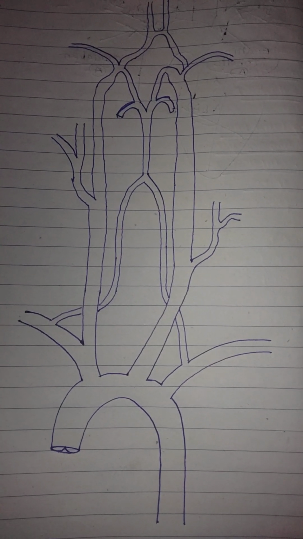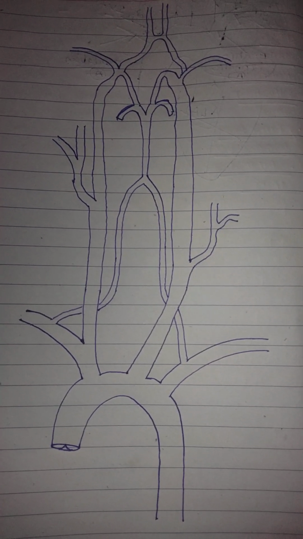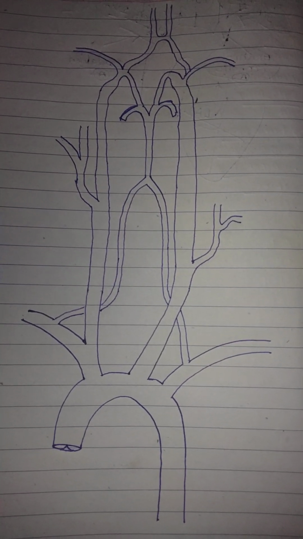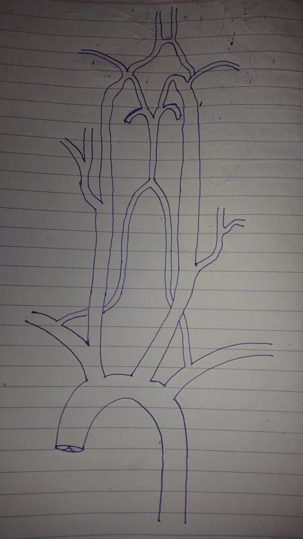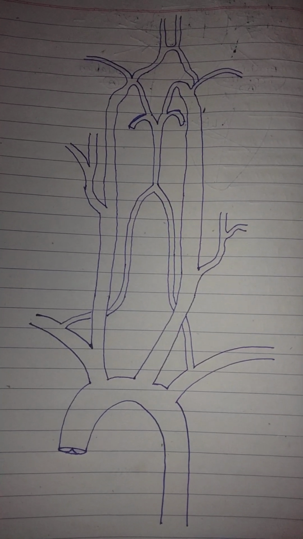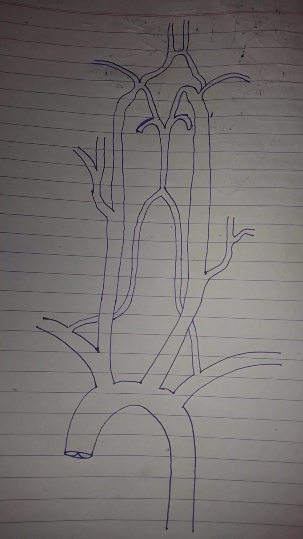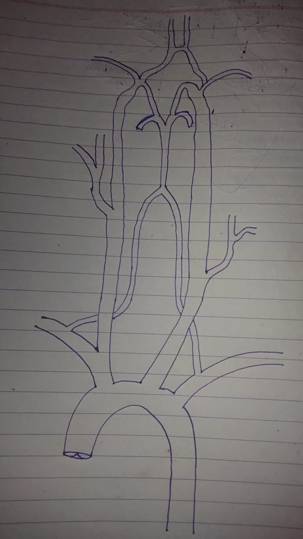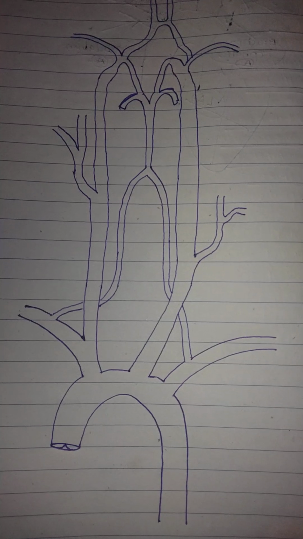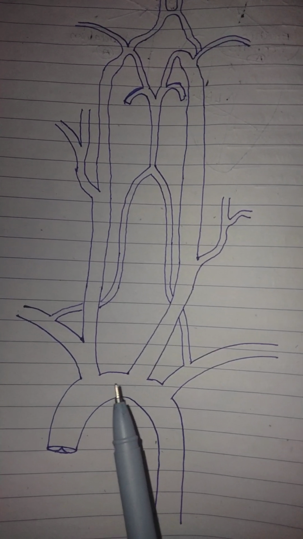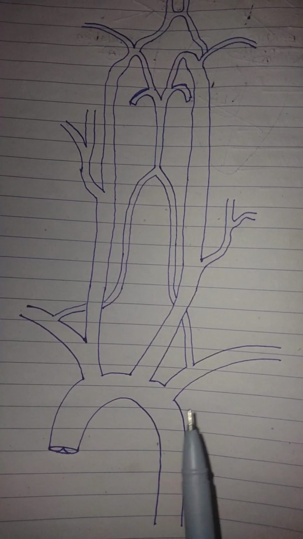Today we are going to discuss the circulation of blood to the head and the neck. As we know, the blood supply to the head and the neck is done by the right and the left common carotid arteries and the vertebral arteries. Now, we will see where the origin of the carotid artery and the vertebral arteries is.